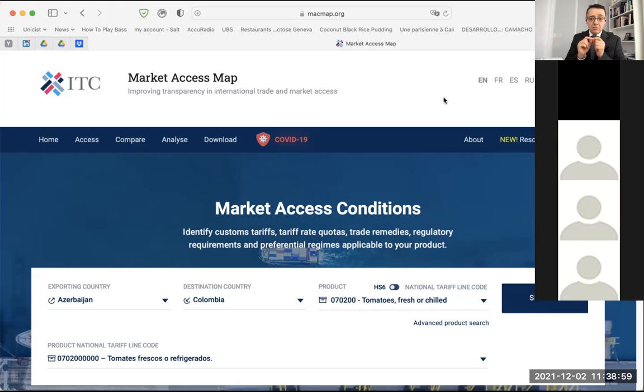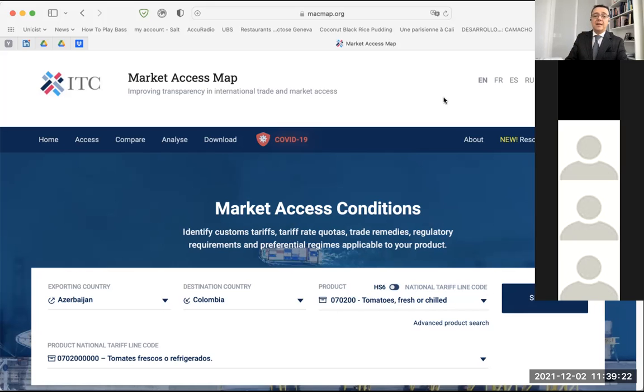So the specific value of the tariff is meaningless, or has limited meaning. What is important, what really helps us in our decision matrix, is the tariff advantage or disadvantage. It's understanding if I am competing.